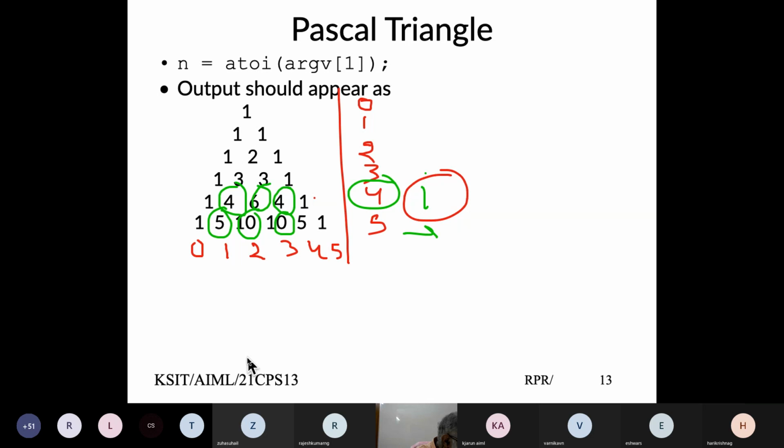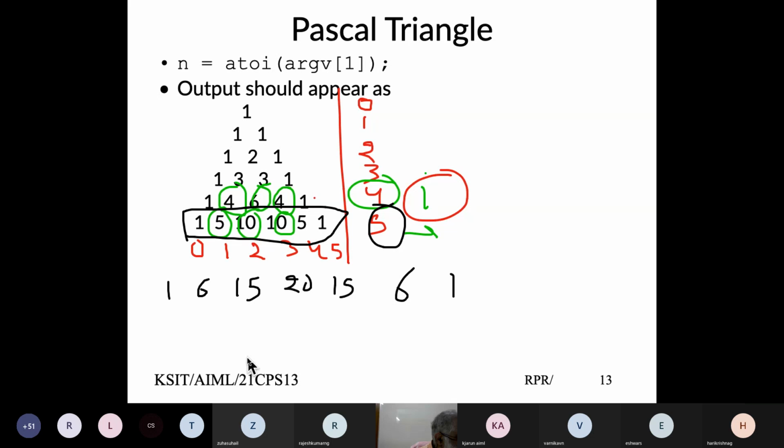Well, let's look at line number 5. I'm at line number 5. What is the relation between 5 and these values? If the next line would be 6, the values I'll be getting are 1, 6, 15, 20, 15, 6, and 1. So given that I'm in the 6th row, these are my values.